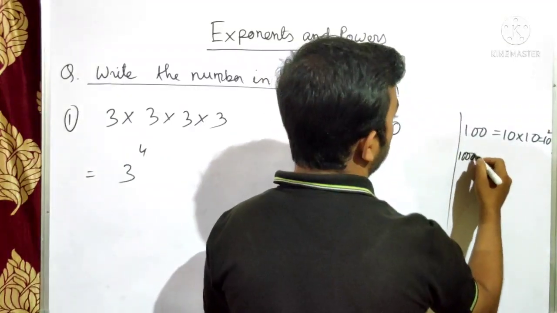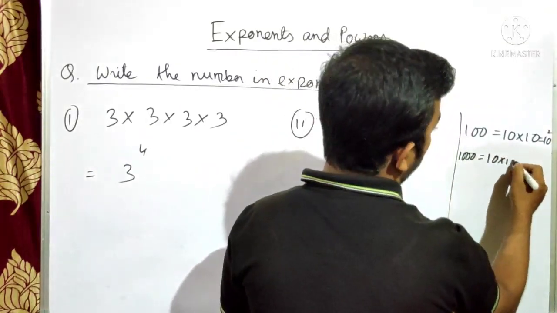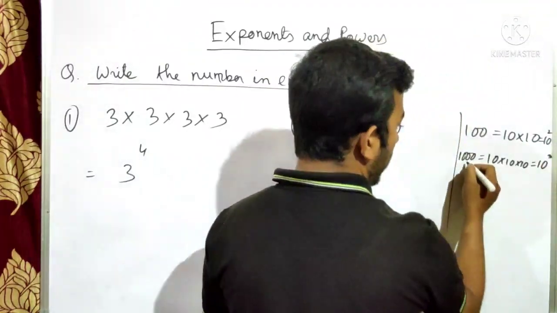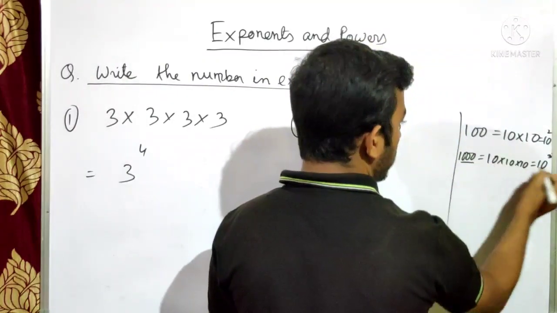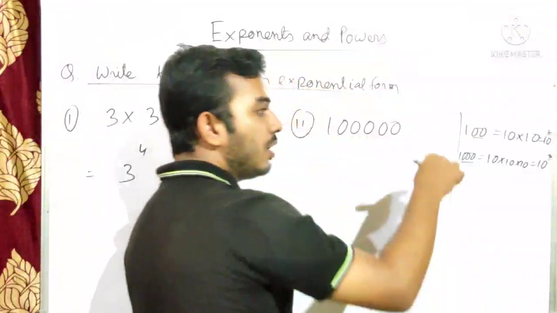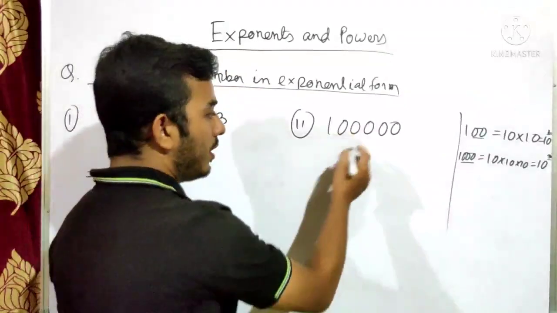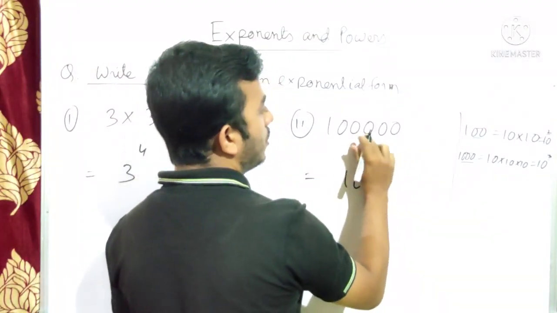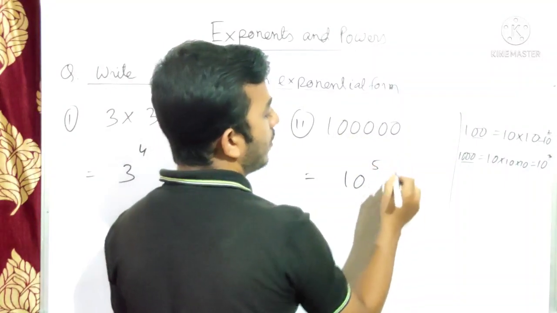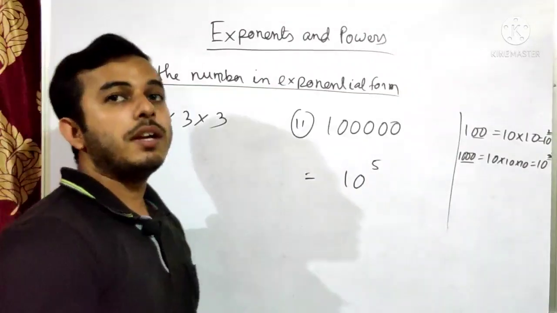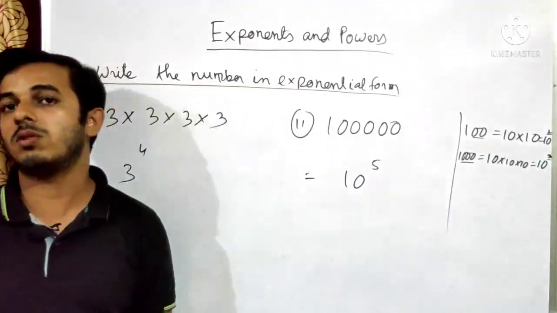1000 can be written as what? 10 into 10 into 10, isn't it? Now it can be written as 10 to the power 3. Look, there is a relation. If there are 3 zeros, there is power 3. If there are 2 zeros, then there is power 2. And in the base, what is it? 10. So first in the base we will write 10. Then how many zeros? 1, 2, 3, 4, 5. Put 5. Clear? That means 1 lakh equals 10 into 10 into 10 into 10 into 10.